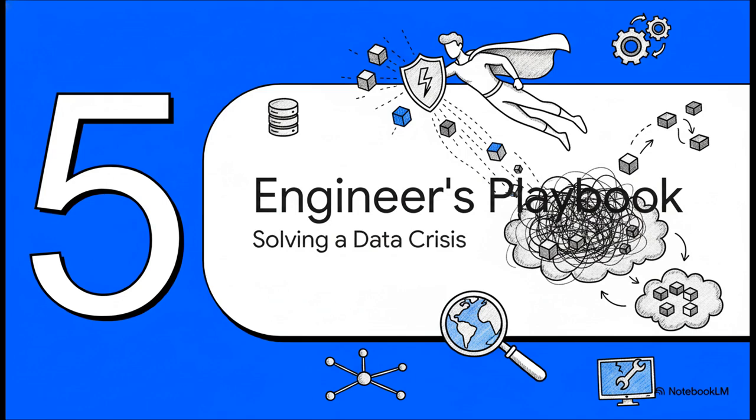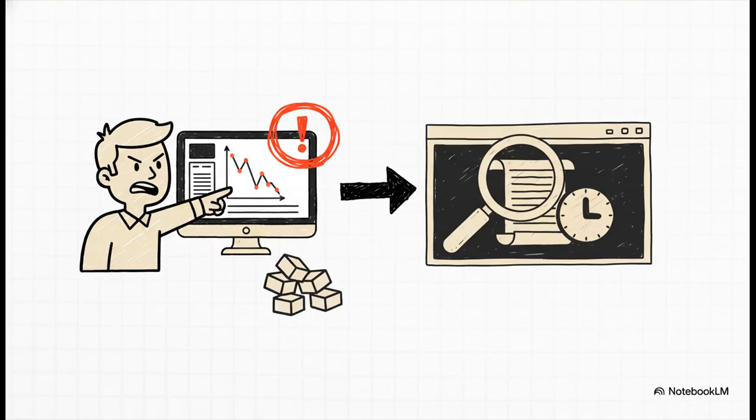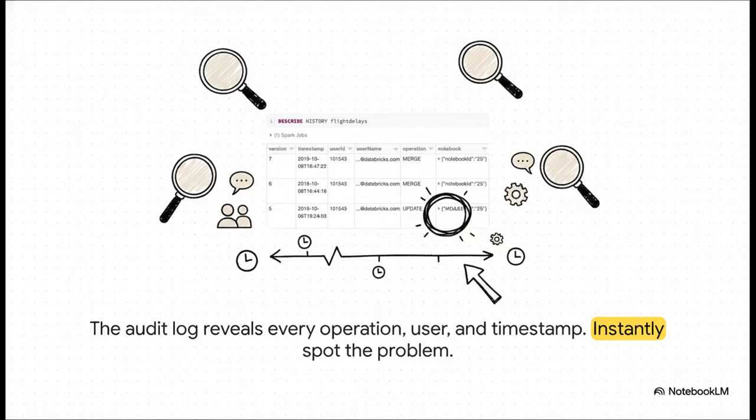Let's walk through a real-life scenario, a classic data engineering fire drill, and see how Delta Lake helps us put out the fire. Okay, picture it. Monday morning, you get a panicked message. The CEO's favorite dashboard is totally broken. Your first step isn't to panic. It's to investigate. You run one simple command, describe history. And boom. Instantly, you get this beautiful audit log of everything that's happened to the table.